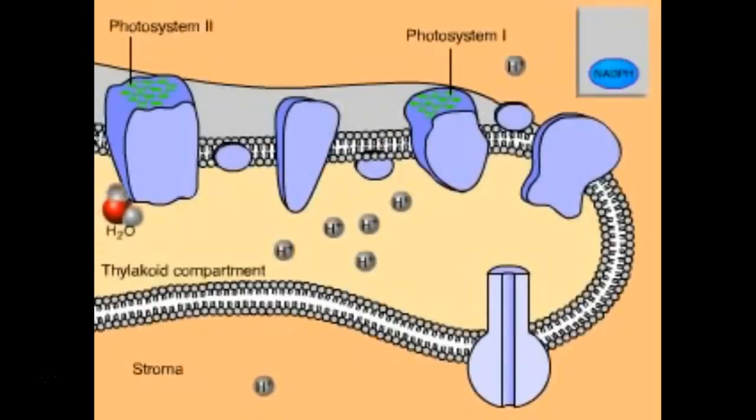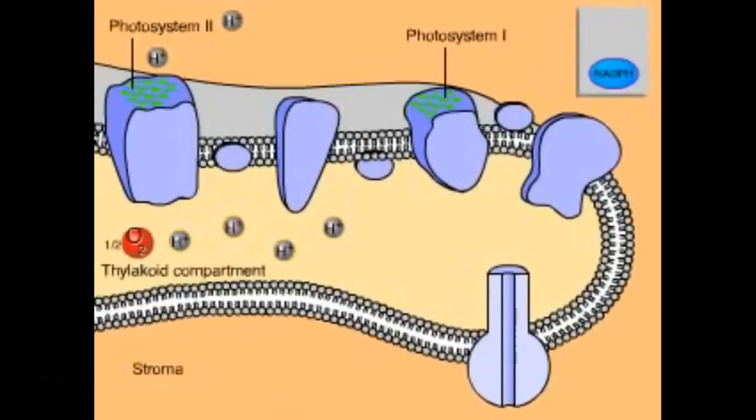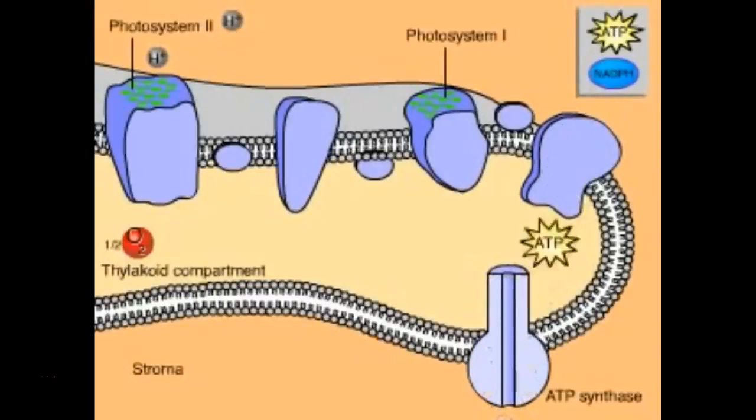Photosystem II replenishes its electrons by splitting water. Hydrogen ions and oxygen are released into the thylakoid compartment. This is where the oxygen gas generated by photosynthesis comes from. The buildup of hydrogen ions inside the thylakoid compartment stores potential energy. This energy is harvested by an enzyme called ATP synthase. As hydrogen ions diffuse through ATP synthase down their concentration gradient, the enzyme uses the energy of the moving ions to make ATP. Next, ATP and NADPH are used in the sugar-making process of the Calvin cycle.